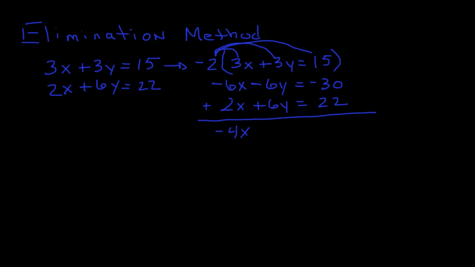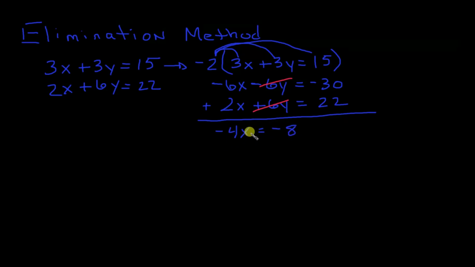These are going to cancel out, so let me get red here. This negative 6y is going to cancel out with the 6y positive. So now we have no y's left, which was what we wanted. And now we have negative 30 plus 22. Negative 30 plus 22 is negative 8.